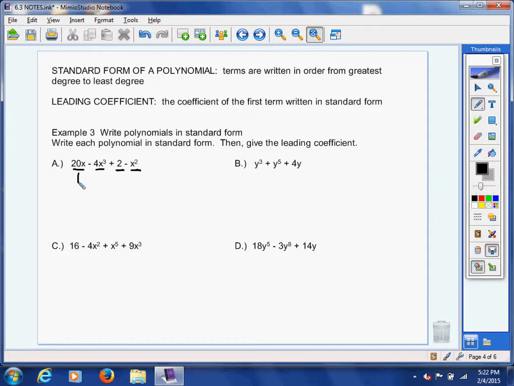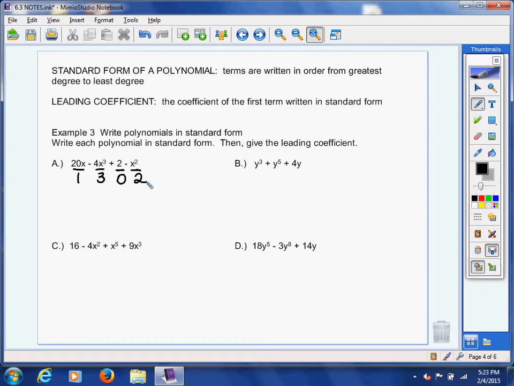Now let's go to the next term, 4x cubed. X has a 3 as an exponent. That means that's the degree of that one. 2, remember constant numbers are always degree 0, and x squared has a 2 exponent, so that's the degree of that term. We want to rewrite this whole polynomial in order, greatest degree down to the least degree.